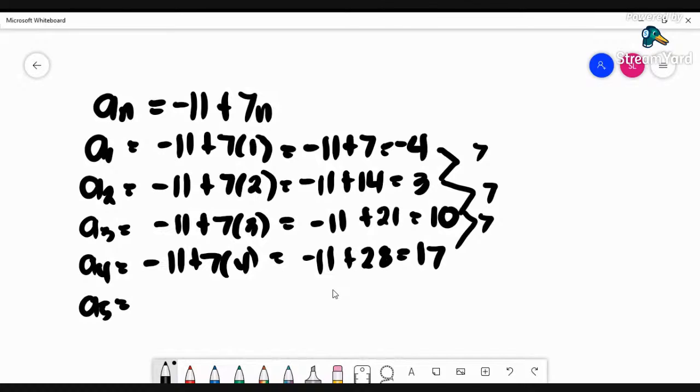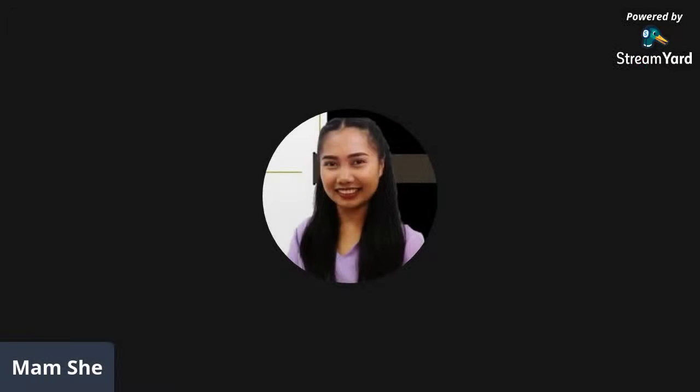Meaning, our a sub 5 would be 17 plus 7, that is 24. And our a sub 6 would be 24 plus 7, which is 31. Those are the first terms of the arithmetic sequence that is given. Let's continue.